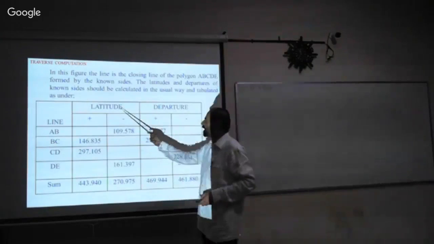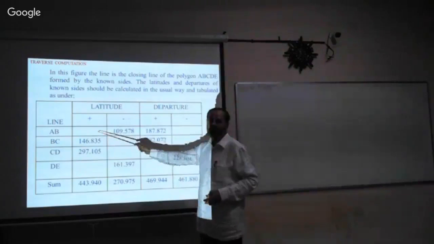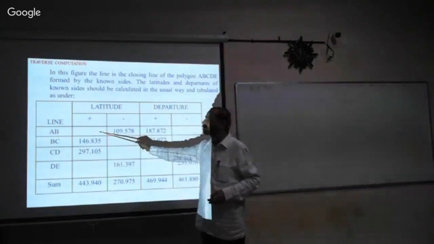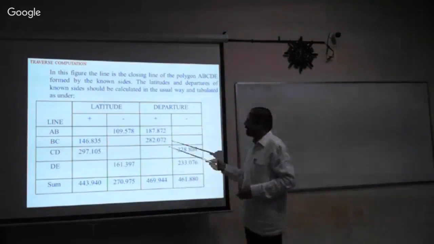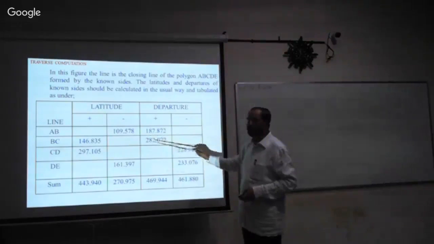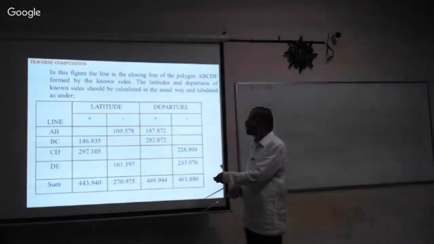These are the latitudes and these are the departures. Depending upon their sign, you just put them in the tabular form. It is easy to understand and easy to calculate.